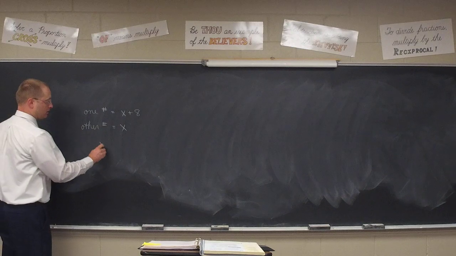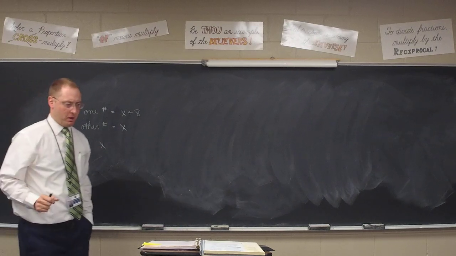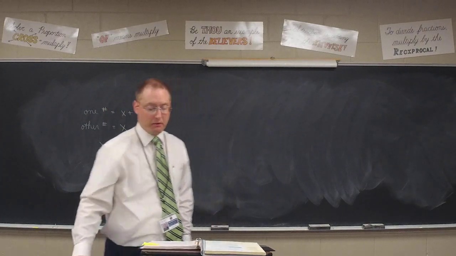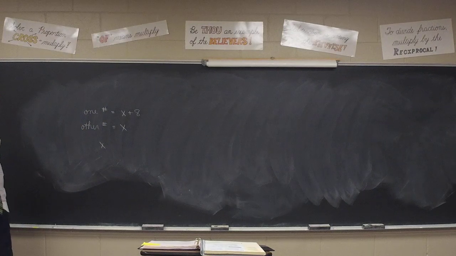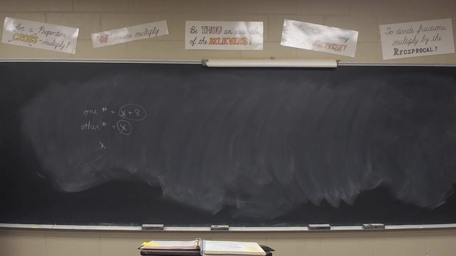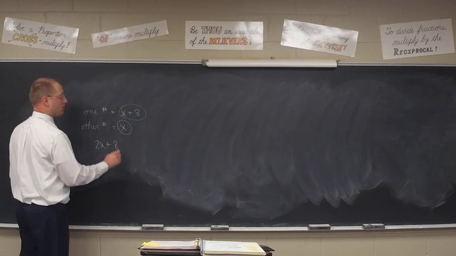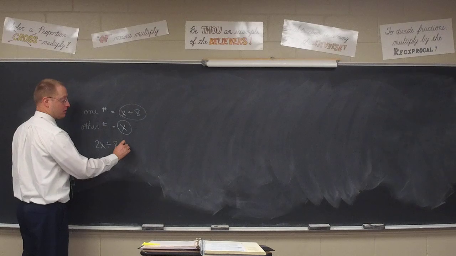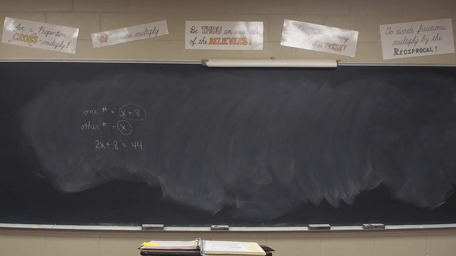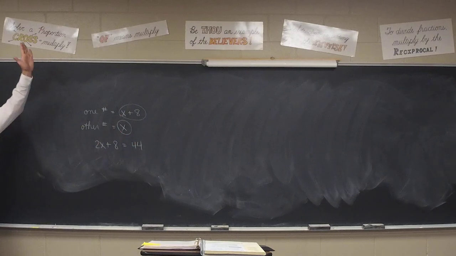What was that first sentence, Ben? The sum of two numbers is 44. What does sum mean? We're going to add these two numbers, and if I add these two things, it says it is 44. So what should our equation be? 2x plus 8 equals 44. How many had this equation either initially, or maybe you had x plus 8 equals 44, but you got to this point at some point.